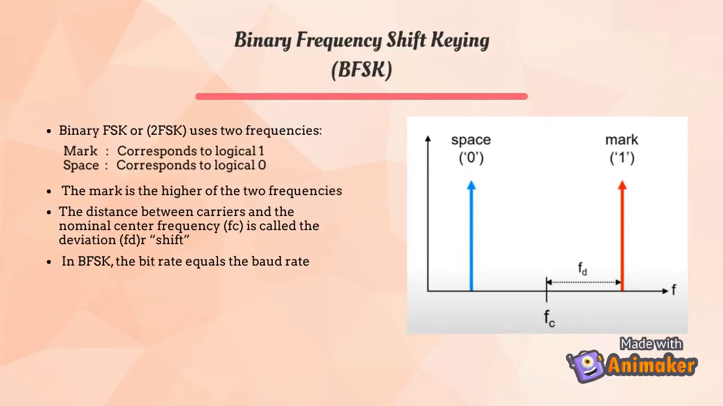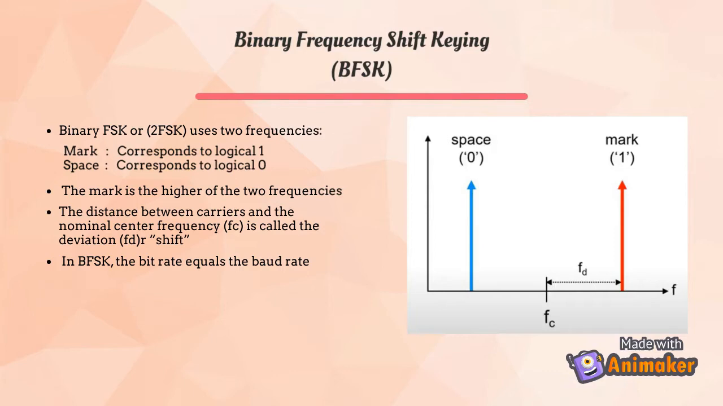Binary frequency shift keying (BFSK). BFSK, or 2FSK, uses two frequencies. The mark corresponds to logical 1 and the space corresponds to logical 0. By convention, the mark is always the higher of the two frequencies. The distance between these two carriers and the nominal center frequency is called the deviation. This is also called shift, which is where frequency shift keying gets its name.